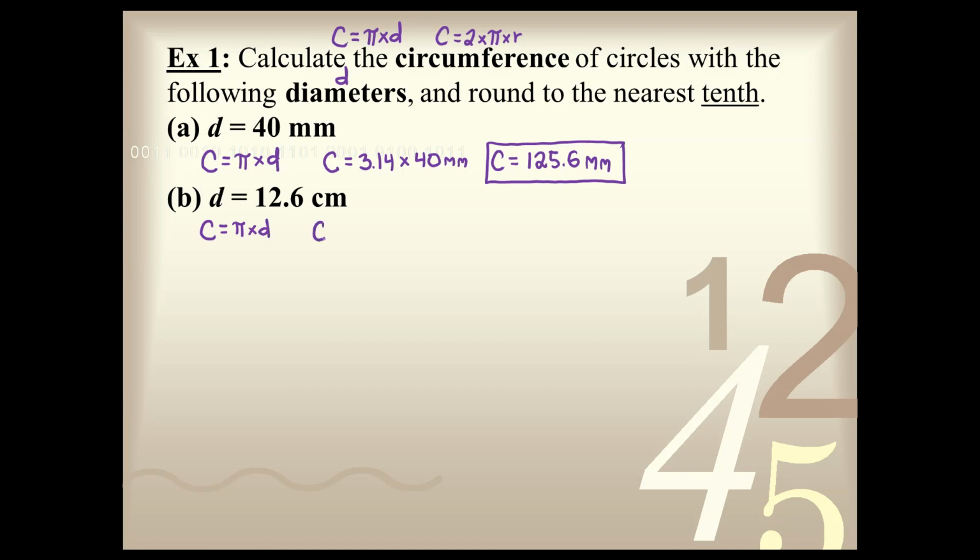And then let's plug the numbers in. So this would be C is equal to 3.14 multiplied by the diameter, which is 12.6 centimeters. So again, step 2 is just replace pi with 3.14, the d with whatever value it is, and now let's do a calculation. I suspect this one's going to have more decimal places than the other one. So 3.14 times 12.6, this is the number I get.